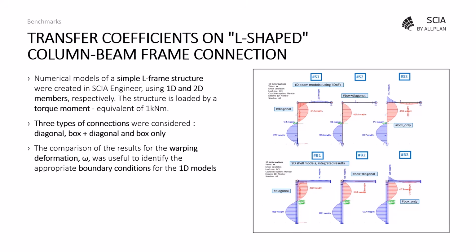So for example, for box plus diagonal, which is the second example, for the 1D representation, we have a maximum value of omega of 107.6 milliradian per meter. And in the 2D representation, we have a very similar result of minus 105.8 in the column. And you can see that in the beam, warping is almost non-present in the 2D model, and in the 1D model, it's not present at all. So we have been able to simulate this behavior correctly with very similar results in the 1D model.